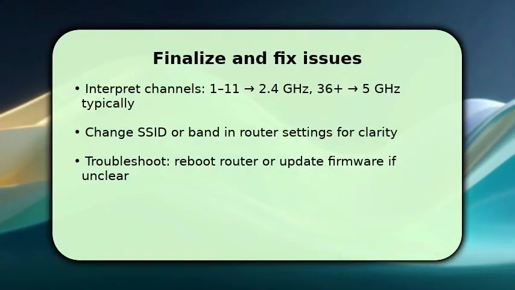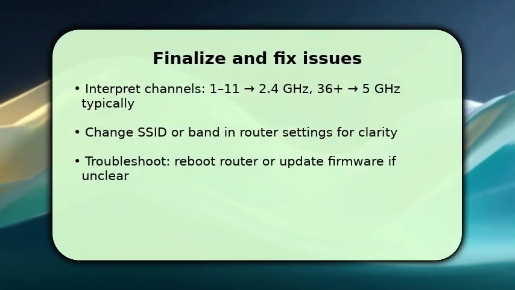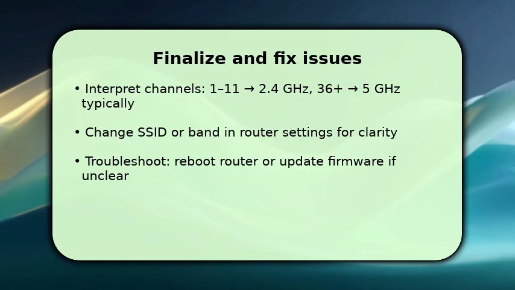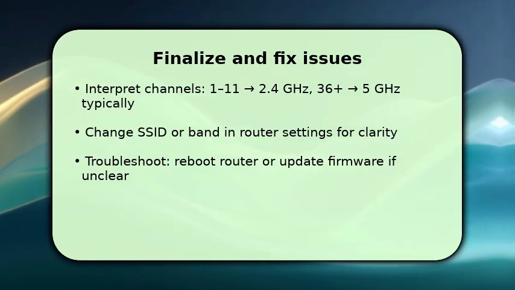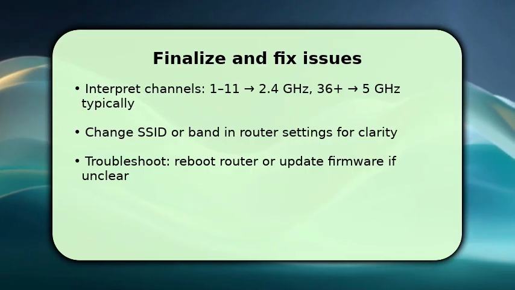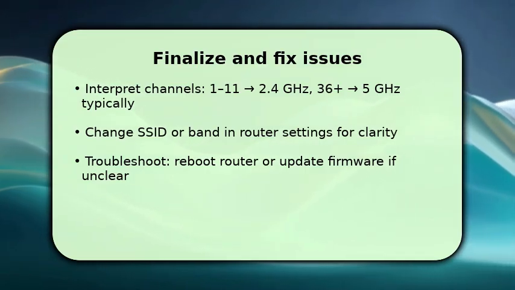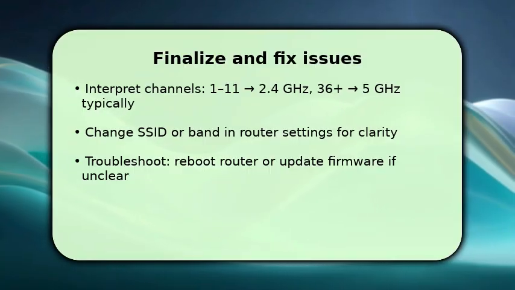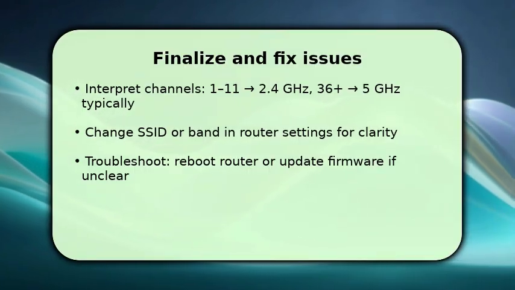To finish, interpret what you found. Channels 1 through 11 usually mean 4 GHz, while channels starting around 36 indicate 5 GHz, so use that to label networks clearly. If you want one band only, change SSID or disable a band in the router settings. Make sure to save and reconnect devices.